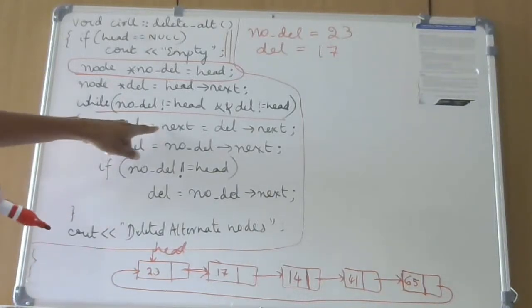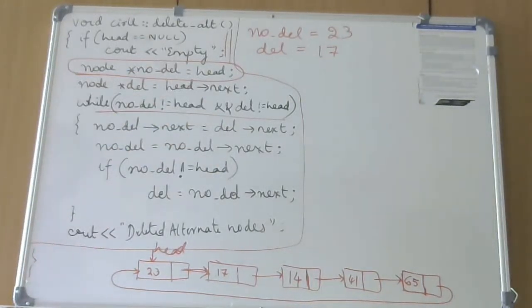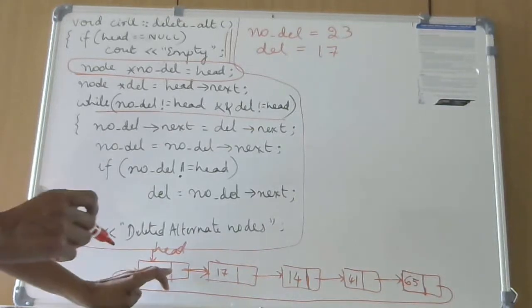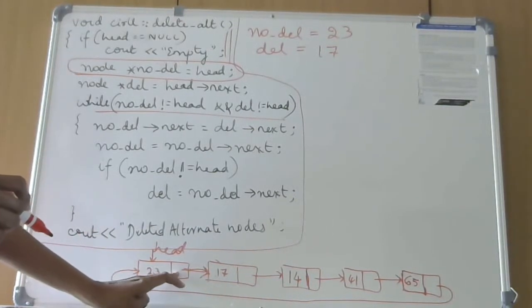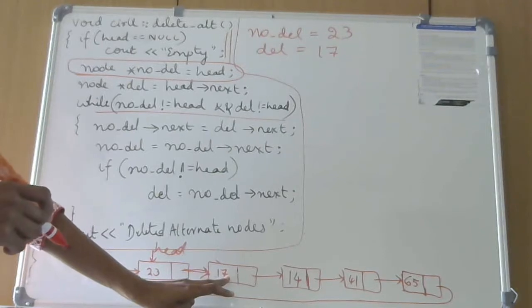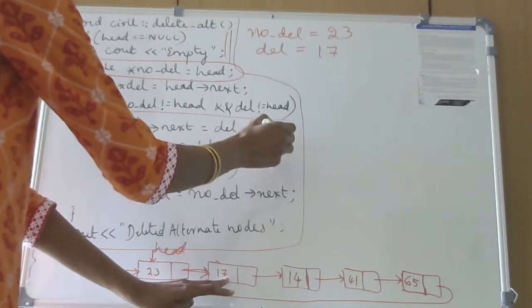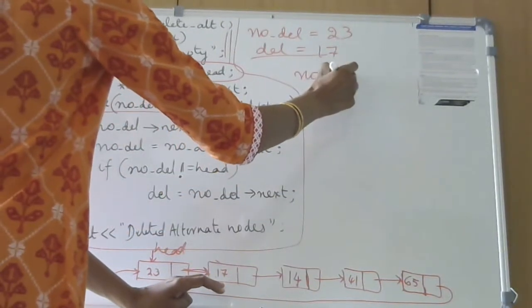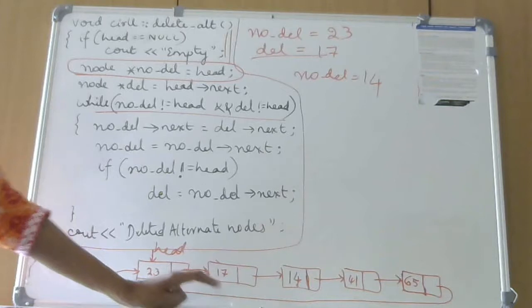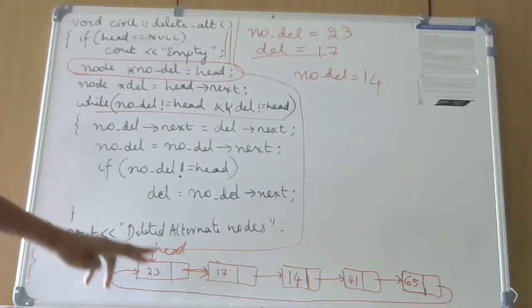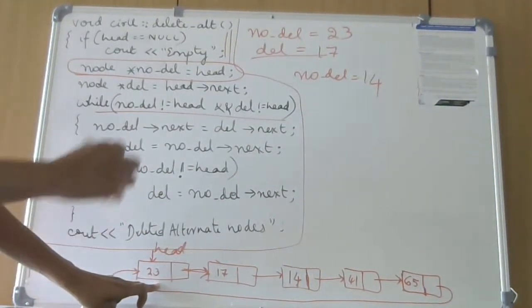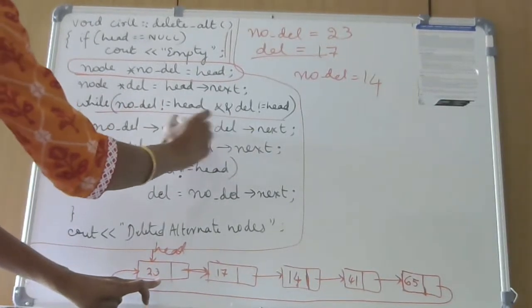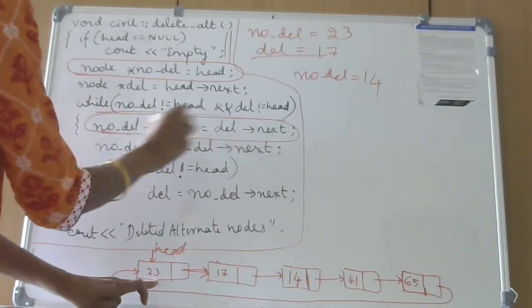Next, noDelete of next is equal to delete of next. noDelete of next will become equal to delete of next. That means, what is noDelete? 23. This of next is what? 17. Correct. Delete of next, which is delete? 17. 17 of next is what? 14. So now, noDelete of next will become 14. Are you getting me? We initialized this with noDelete. Then I said noDelete of next will be equal to delete of next.